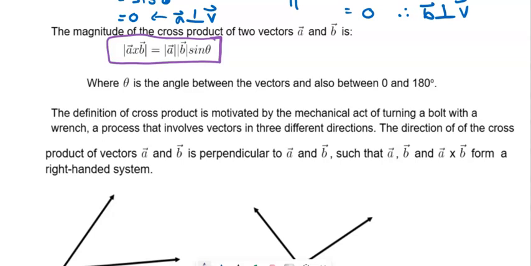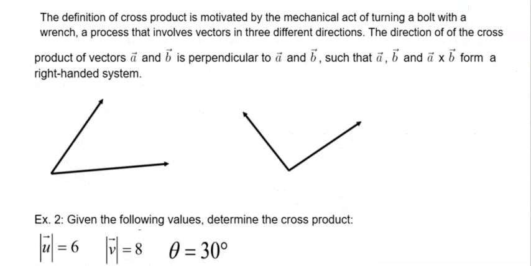Okay, so how do we figure out which direction we want our resultant vector to go? In order to picture this, think about turning a bolt, or really just waving your hand, moving your hand from one vector to the other. The direction of the cross product will be the direction of your thumb.